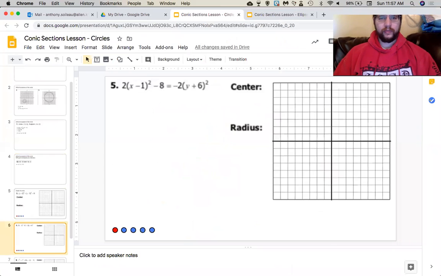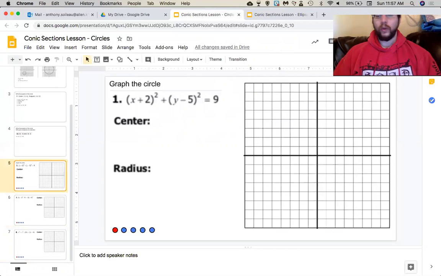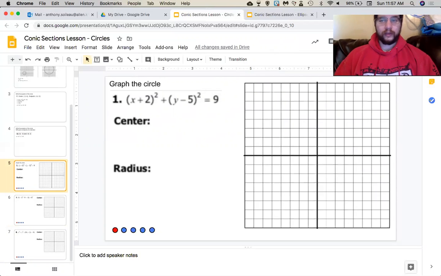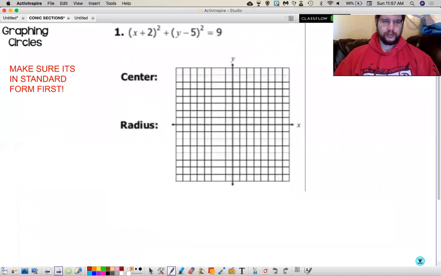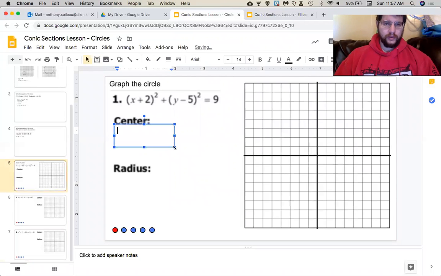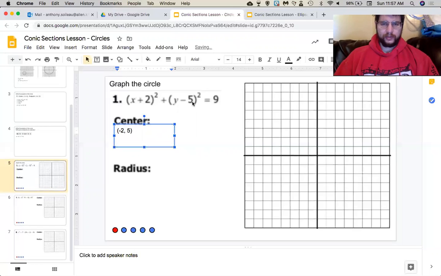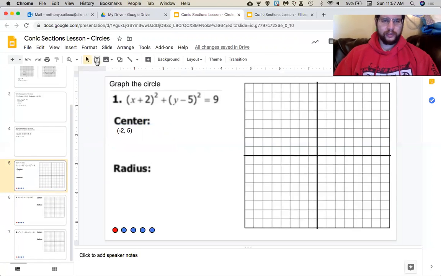Now for graphing them. And here's where it's going to get messy. Whenever we're graphing, we have to make sure they're in standard form. If they're not in standard form, we got to put it in standard form. So this one is in standard form, so basic graphing problem first, just so you can see what you need to do, but make sure you're in standard form. If you're not looking like this, make it look like that. So my center is going to be -2, 5. Opposite signs. My radius is square root of 9, which is 3.